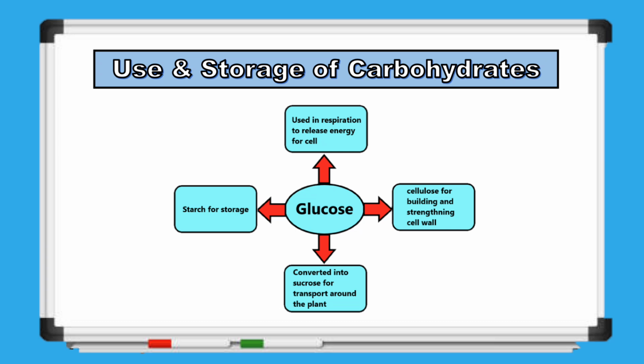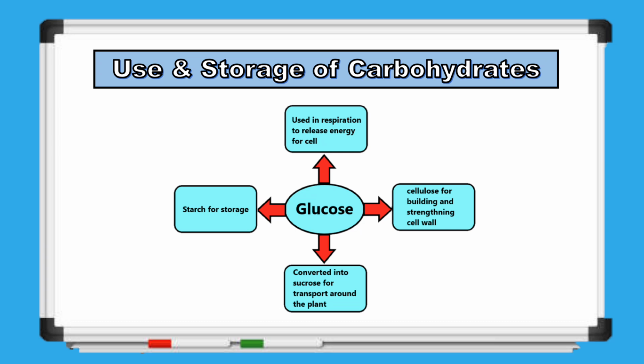Third, the diagram points out that glucose is converted into sucrose for transport. Since glucose isn't always needed right where it's made, the plant changes it into sucrose, a more stable sugar. This sucrose is then transported through the phloem to other parts of the plant, like roots, growing tips, or fruits, where it can be used or stored. So, this highlights glucose's role in distribution and transport.